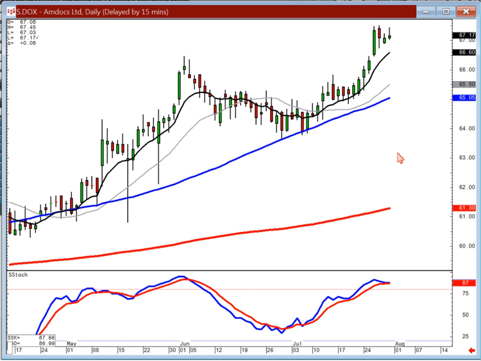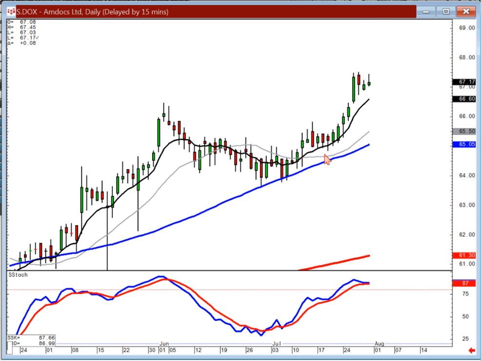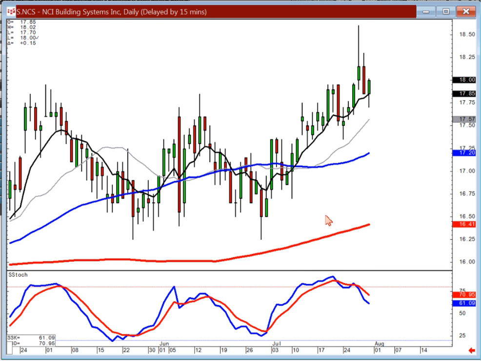Amdocs, you can stay long on this one. You got the fry pan bottom. It's not going to produce a huge, big profit for you, but it's heading in the right direction. Still use the T-line again as a stop. NSC. As long as it stays above the T-line, you can stay with this one.